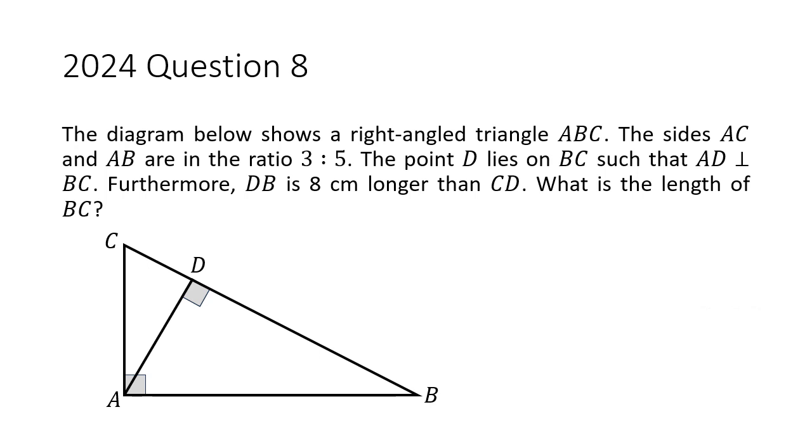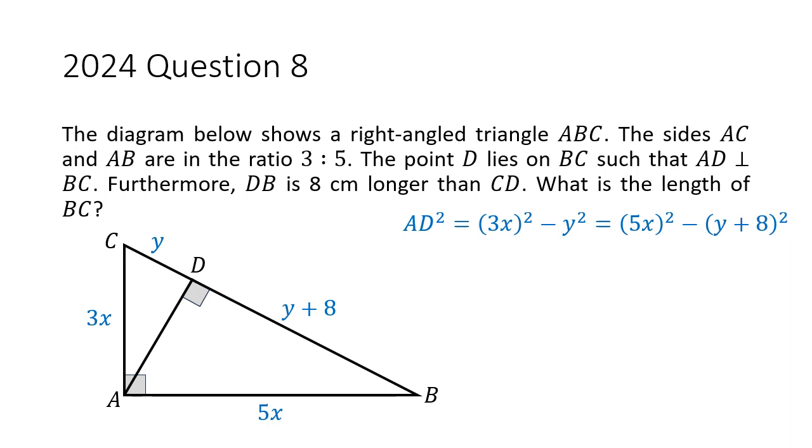So let's label AC to be 3x and AB to be 5x. We can also call CD as y, and BD is 8 cm longer, so it's y plus 8. Now, we can use Pythagoras theorem to work out AD squared, and we can work it out in two different ways by considering triangle ADC and triangle ABD. This gives us two different expressions for AD squared, which is either (3x) squared minus y squared or (5x) squared minus (y plus 8) squared.